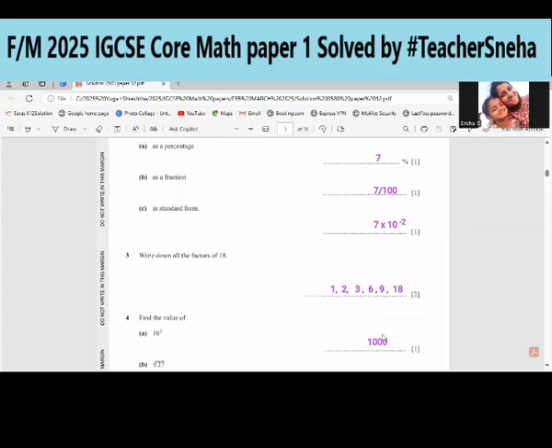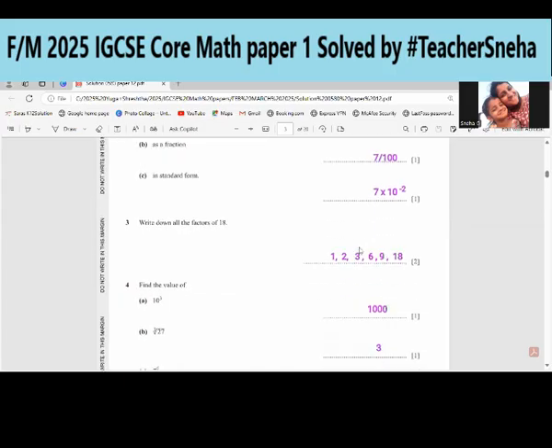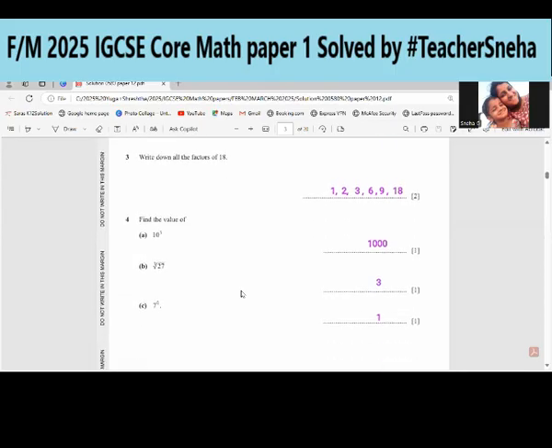Write down all the factors of 18. So factors means the numbers which divide 18 completely. So the list of factors of 18 is 1, 2, 3, 6, 9 and 18 itself. Question number 4. Find the value of 10 to the power 3 is 1000. Cube root of 27 is 3. And 7 to the power 0 is 1.